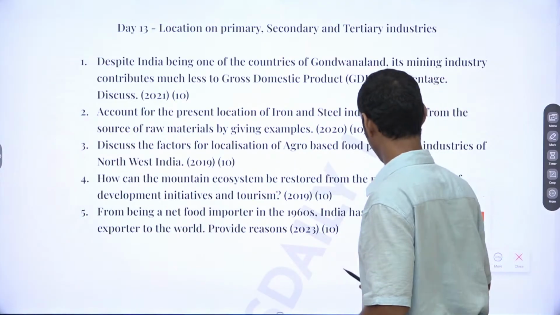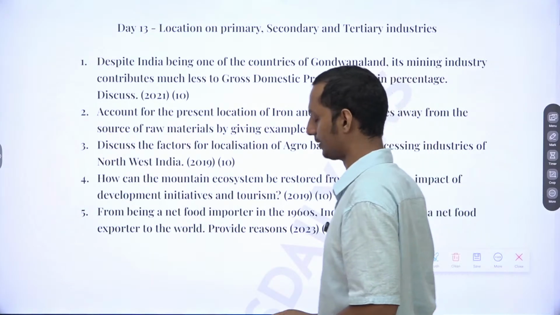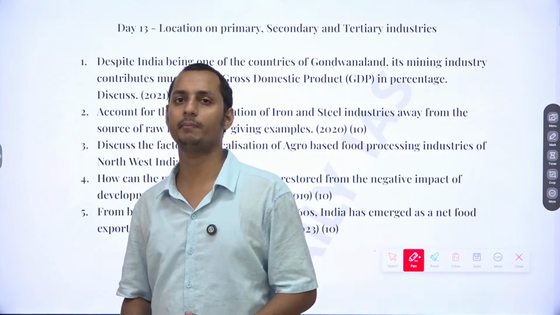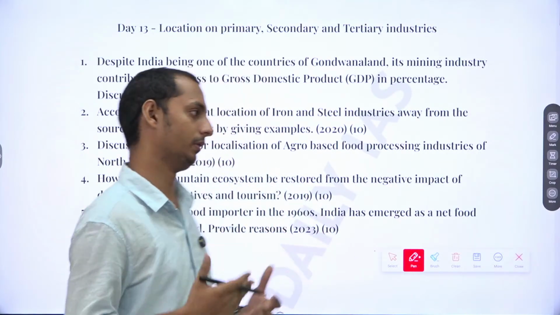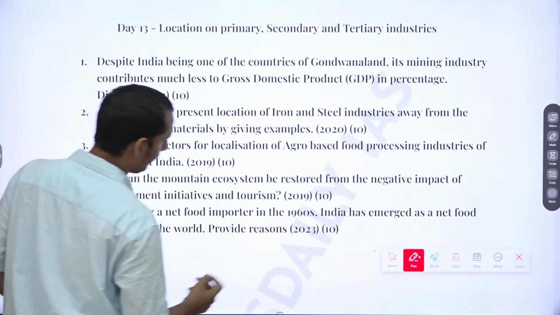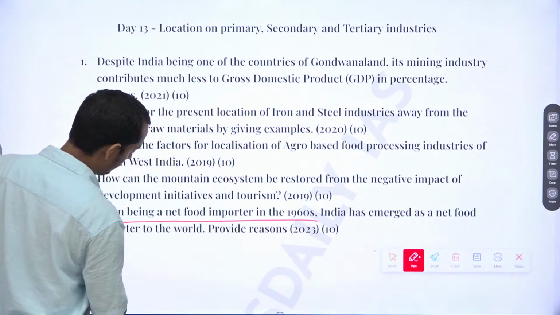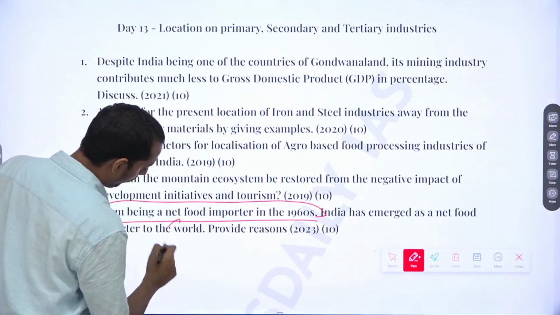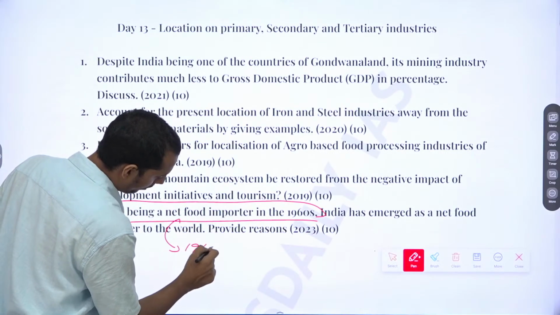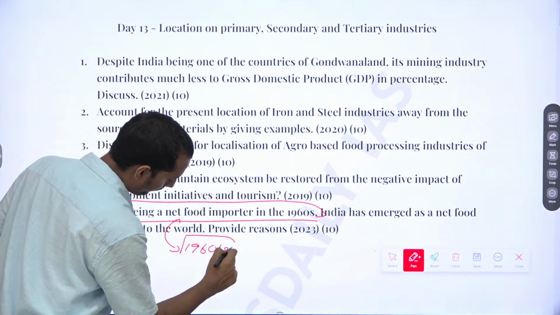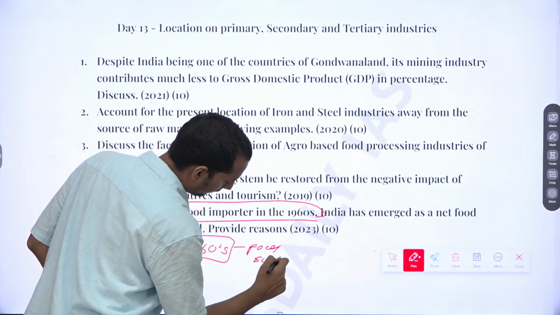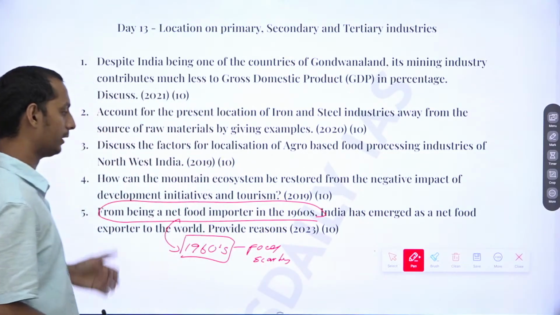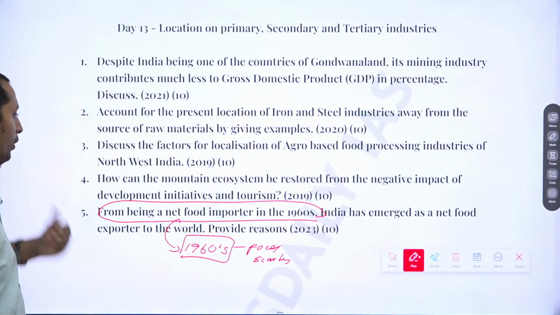So here you have to basically mention the reasons on how India became a net importer in the 1960s to a net exporter as we are right now. So here in the introduction, what do you mention? You can mention the situation of India in the 1960s, how there was a food scarcity and all these factors. And what do you provide in the first body part?